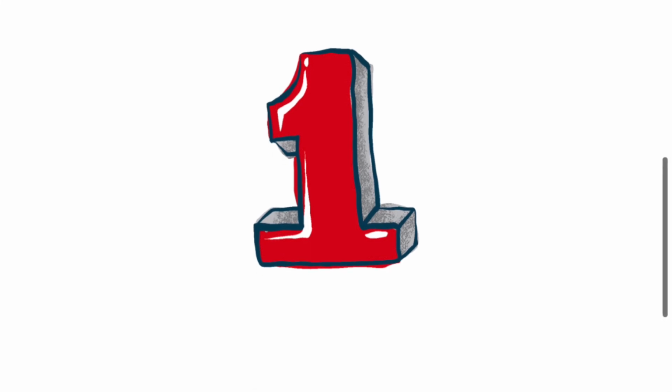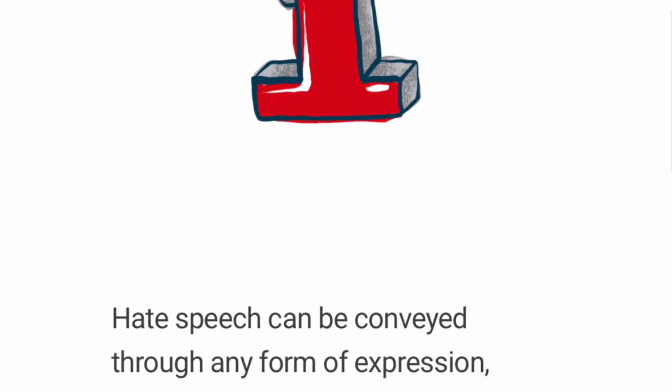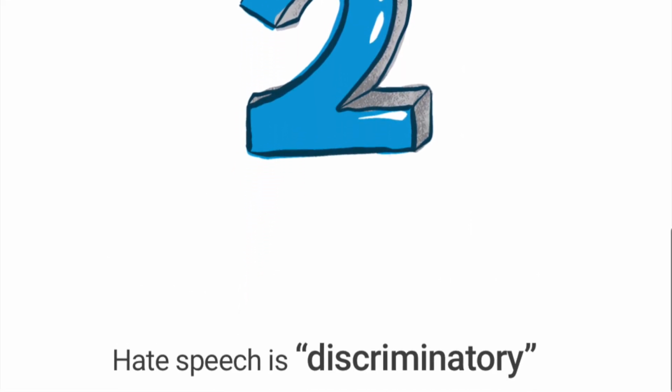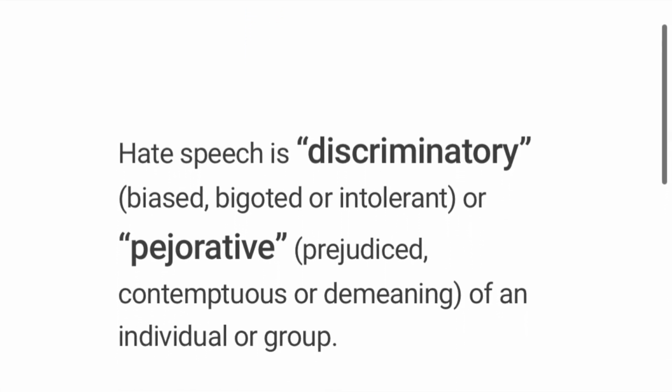1. Hate speech can be conveyed through any form of expression, including images, cartoons, memes, objects, gestures, and symbols, and can be disseminated online or offline. 2. Hate speech is discriminatory, biased, bigoted, or intolerant, or pejorative, prejudiced, contemptuous, or demeaning of an individual or group.